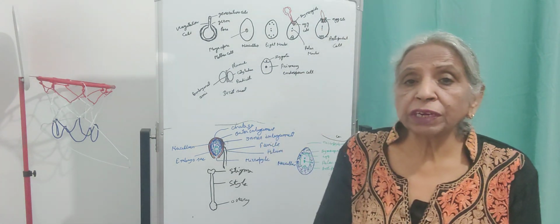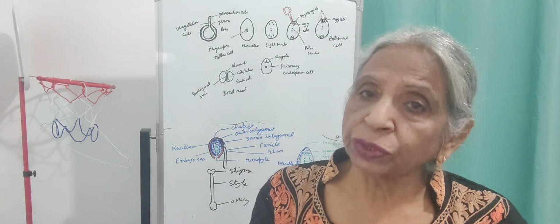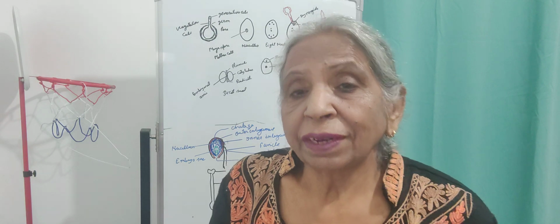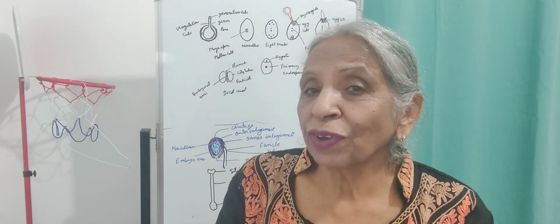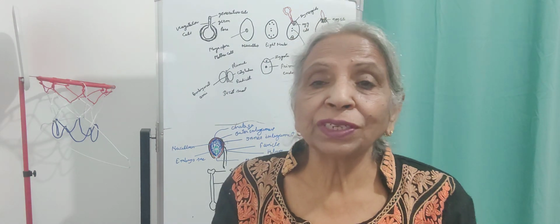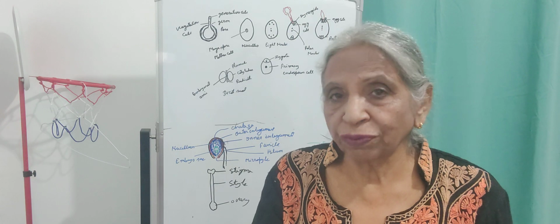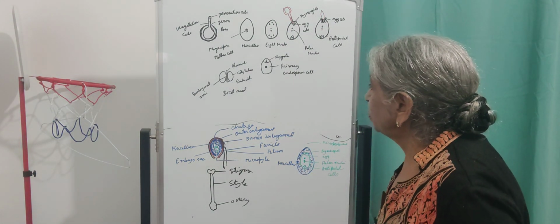So the fruits which are developed exclusively from the ovary are called true fruits. And the fruits which are developed from the ovary along with other parts of the flower, just like in case of apple, strawberry, where the thalamus also takes part in the formation of fruit, are called false fruits. So this is all about fruit formation.